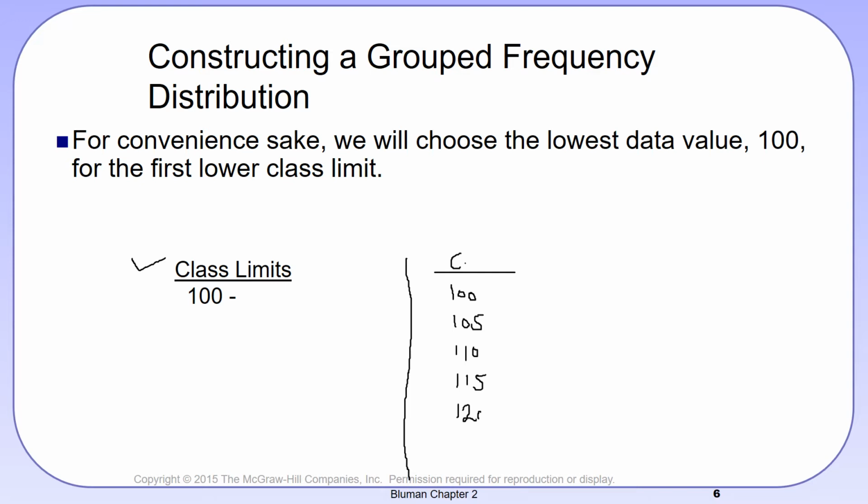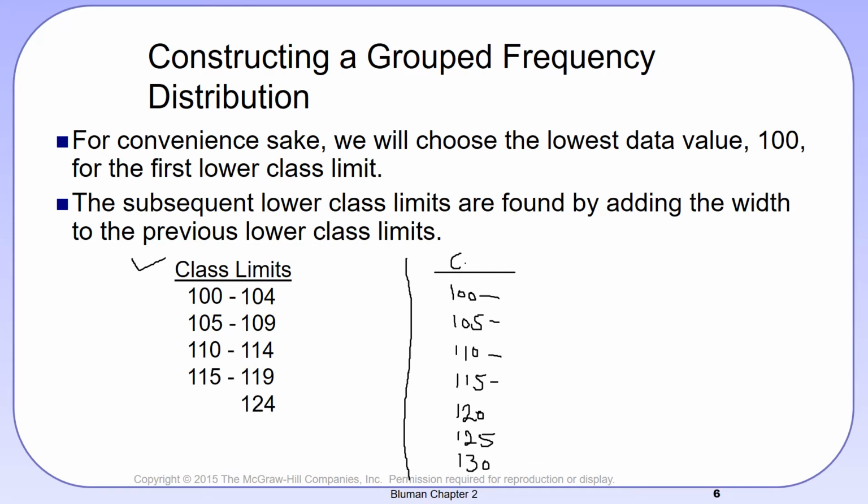Okay dear student, similarly 120 plus 5 becomes 125, and 125 plus 5 gives us 130. Now we need to complete this frequency distribution. All these are the lower limits of the groups, but what about the upper limit? For this 105, we have to reduce one number from it, so it becomes 104.